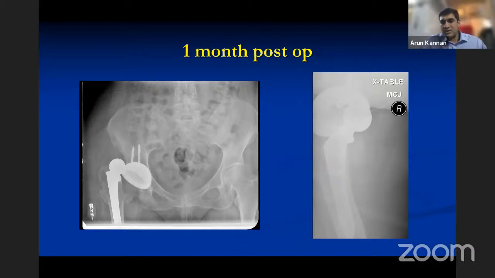What I wanted to show here was the cross table lateral view, and you can see that it is dislocated anteriorly. Even though it was a posterior approach, the dislocation has happened anteriorly, and that's generally to do with when you have to do a revision. A lot of the anterior capsule also needs to be dissected to free out and get the exposure necessary. So it has come out anteriorly.